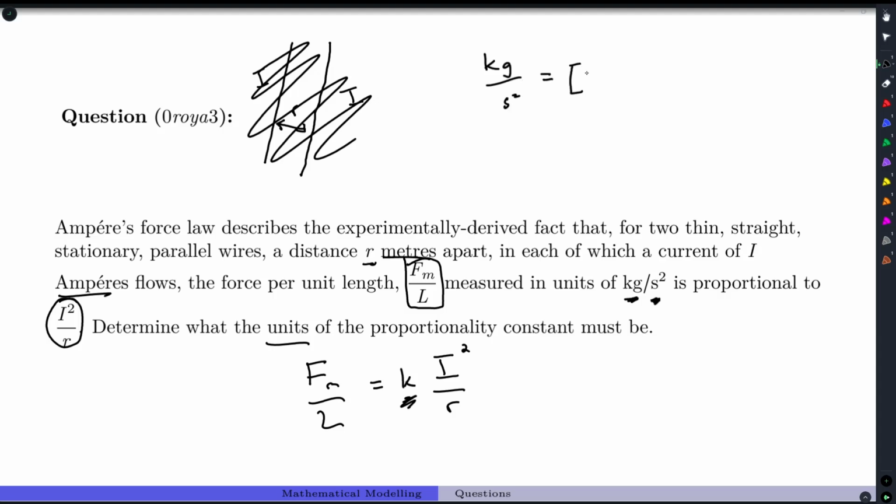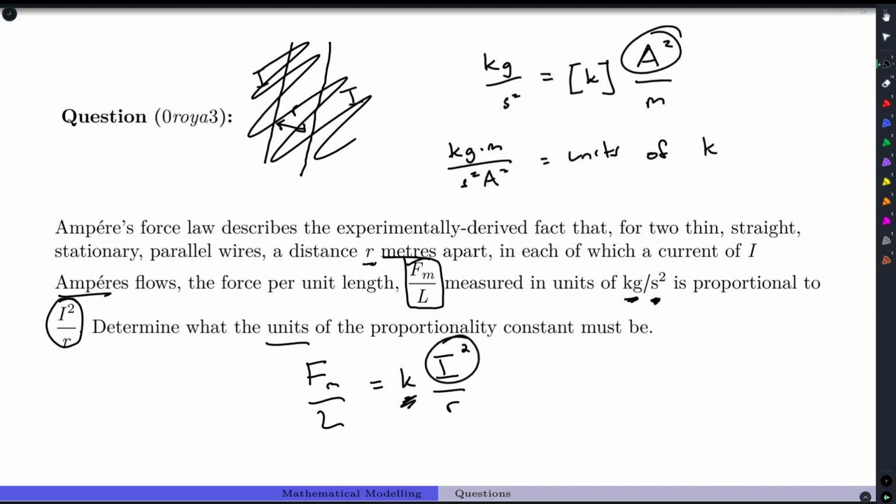And those are going to be whatever the units of K are, times, well, what are the units of current? That's amperes. So amperes squared for I squared, per meters for the r, because r, they're saying, is measured in meters. So if we want the units for K, we can just go ahead and rearrange this. So this will be kilograms times meters divided by second squared divided by amperes squared, and those are the units of this mystery constant K.